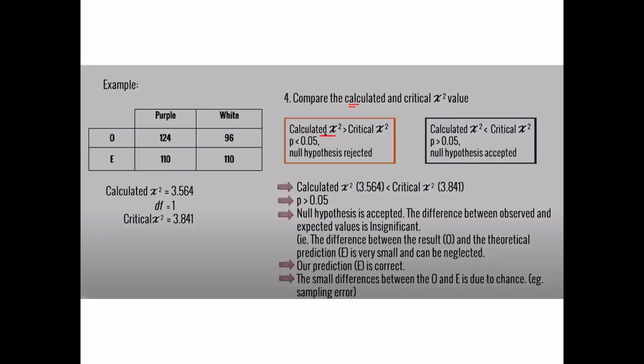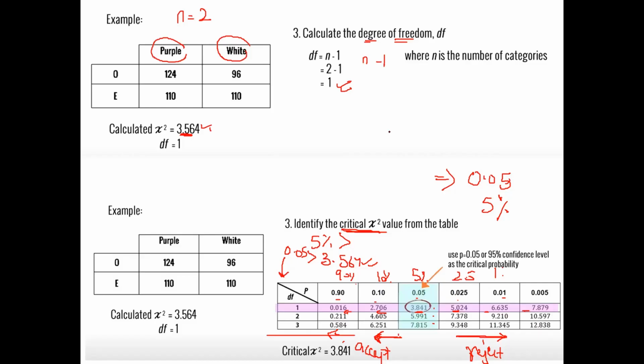So if your calculated value is more than the critical chi-squared value. Remember, calculated value is the one जो हमने यहाँ पे टेबल पे सॉल्व की है, ठीक है. Critical chi-squared value is the one जो हम यहाँ पे टेबल के अंदर देख रहे हैं, that we are looking at here. This is the critical chi-squared value.